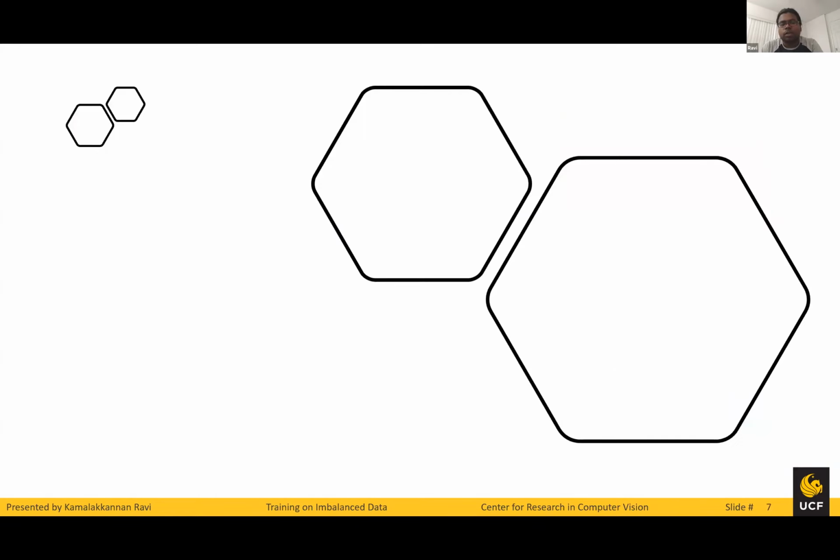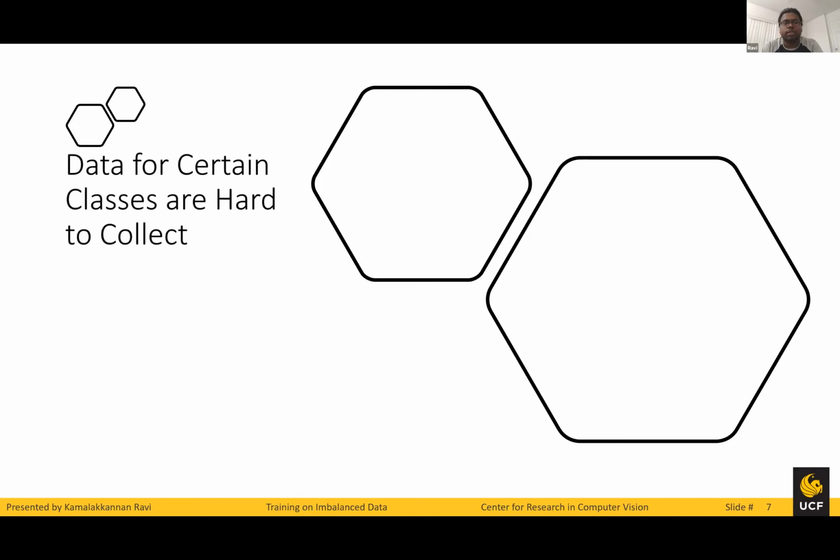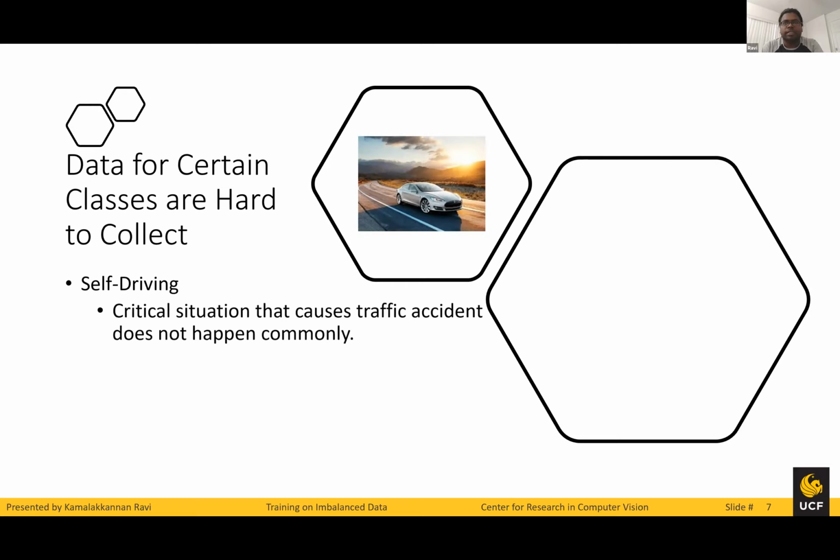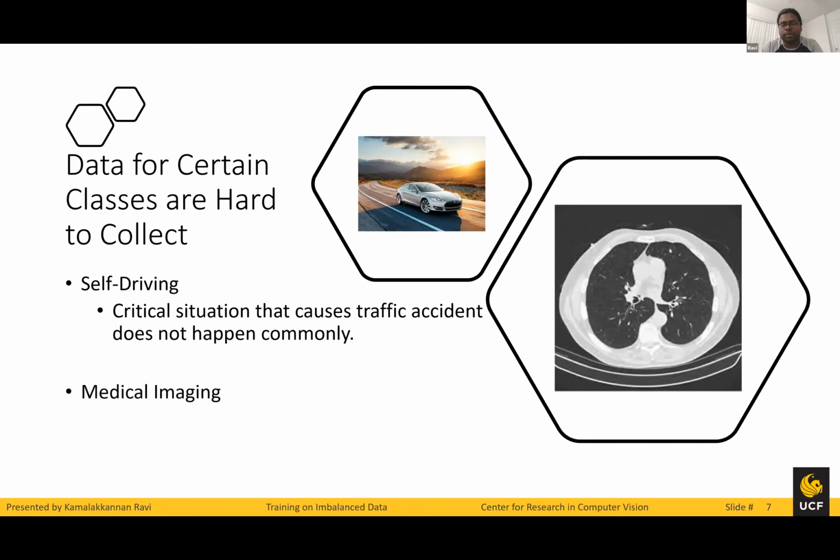Moving on. Now that we know the data imbalance issue, why don't we just get an equal number of samples for the training and testing distribution? It turns out it's not always easy to get such a data set. For example, let's take self-driving. We wouldn't be getting a data set with an equal number of samples for accident cases and normal cases. Same goes for medical imaging.